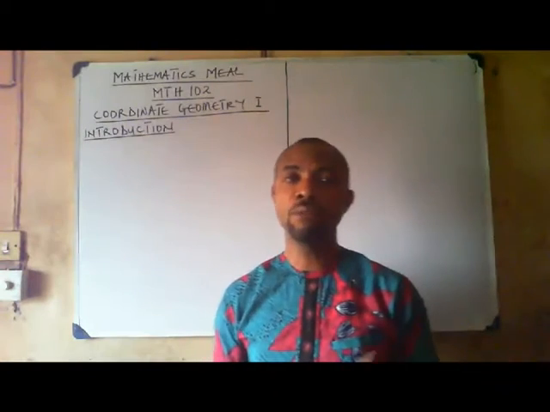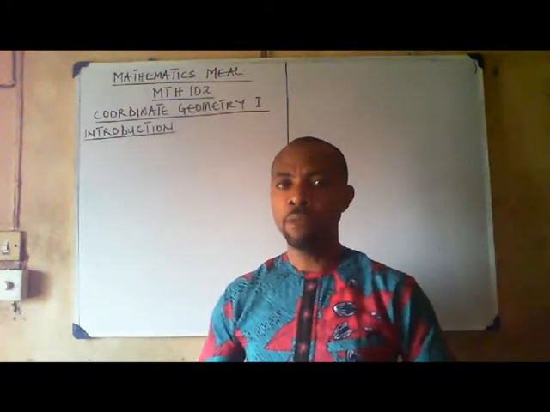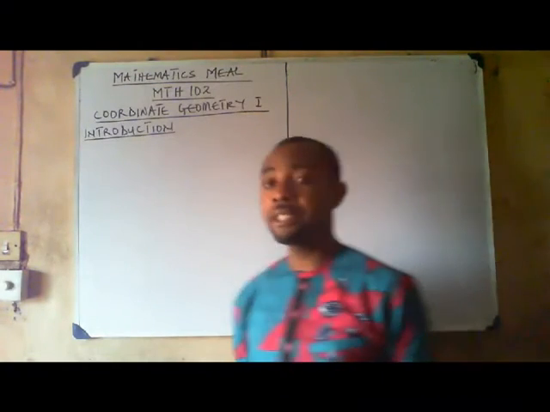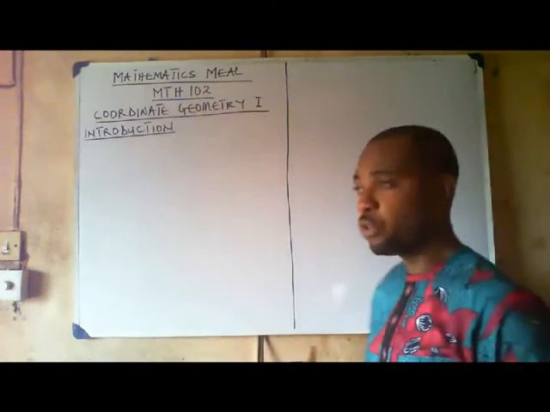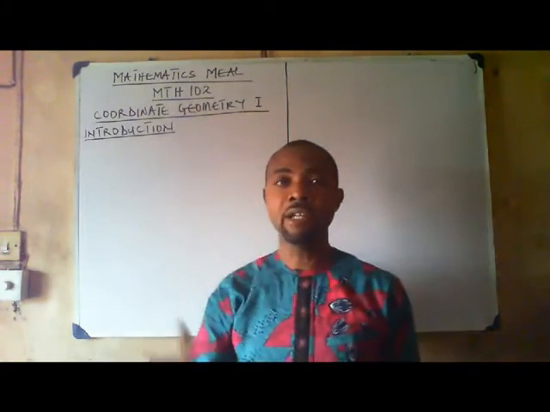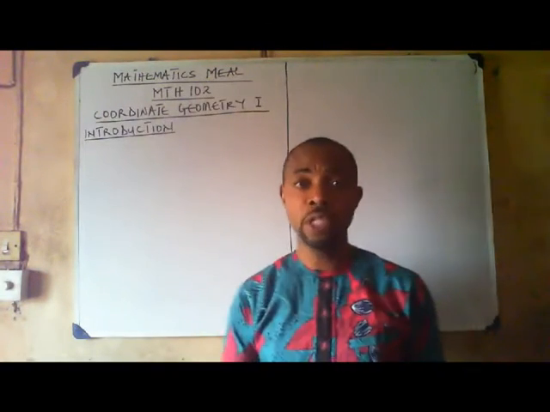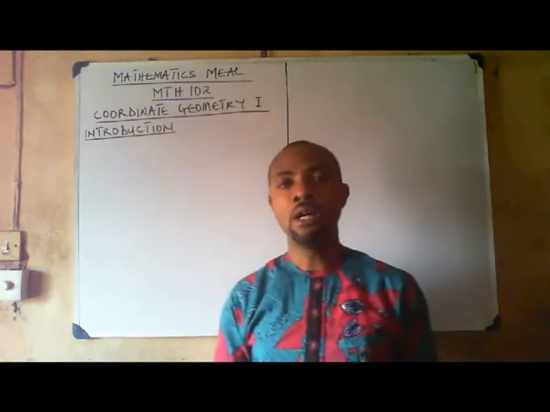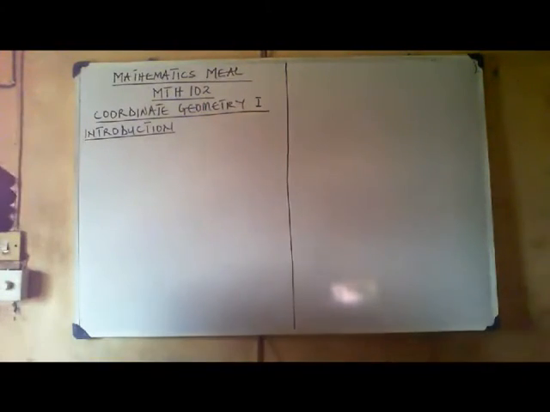Now, from time to time, you may be expected to locate a point on a plane. For you to locate a point, there are things that you need to do. If something is at a particular point, you need to move in different directions in order to get to that point. And that's exactly what we do in coordinate geometry. Coordinate geometry has to do with location of points on a plane. So let's move on and begin this beautiful journey on coordinate geometry.